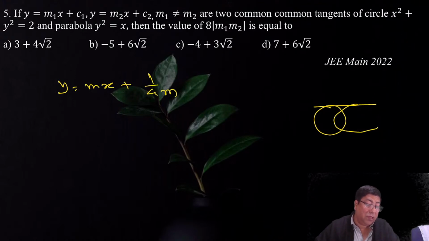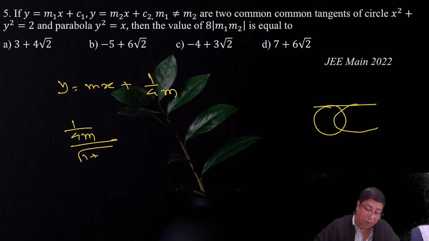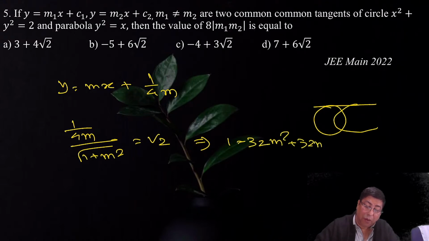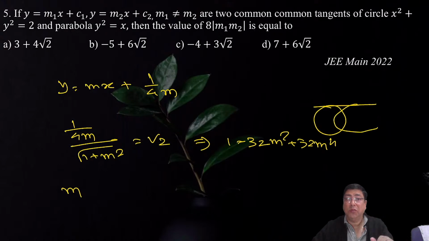So the tangent to the circle is the same. So the distance from the center equal to the radius. That should be the term. So 1 by 4m plus c, by root over 1 plus m square, equal to root 2. Therefore, we can say 1 equal to 32 m square plus 32 m to the power 4. So if we solve it here, it is a quadratic equation in m square.